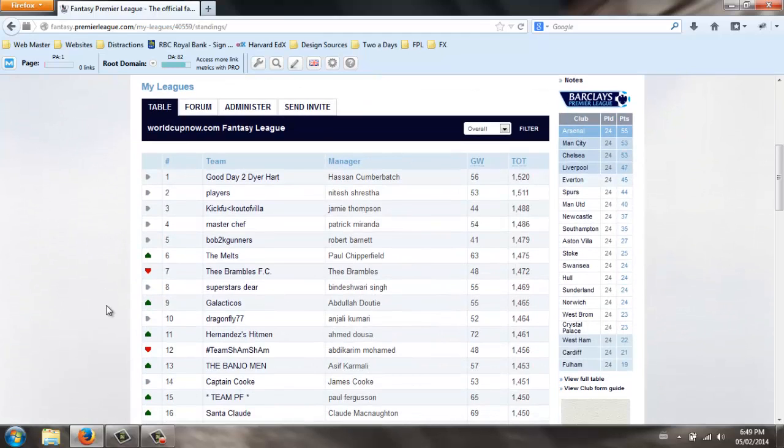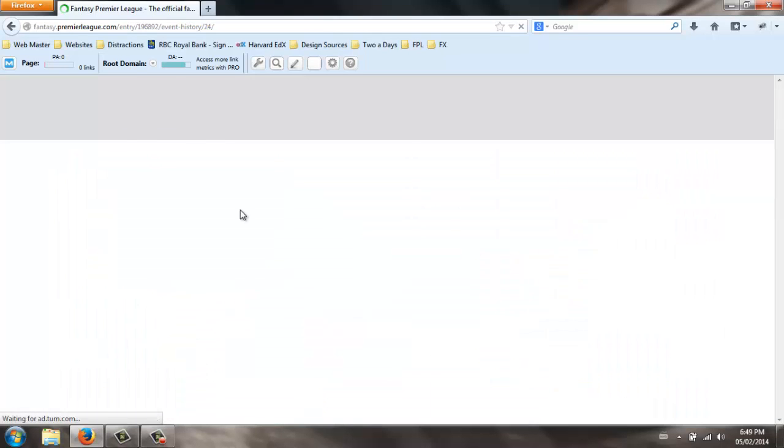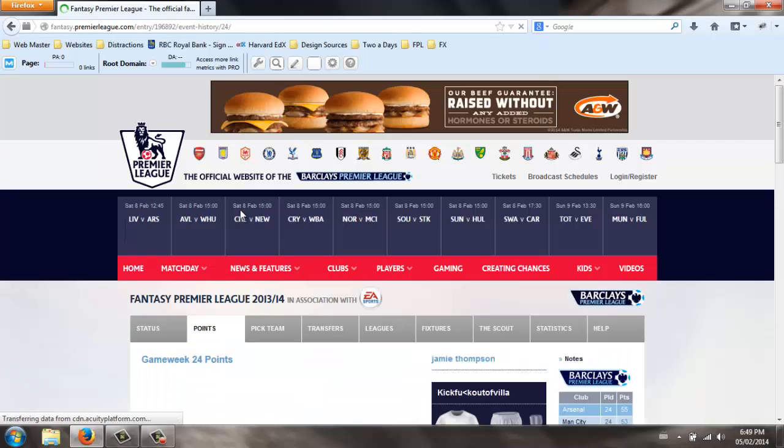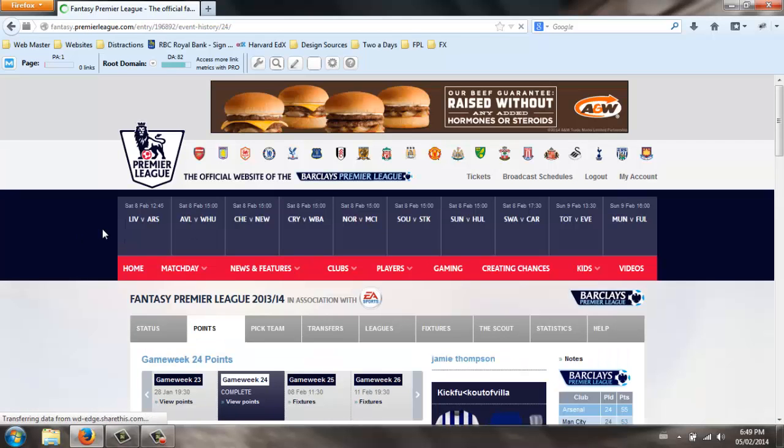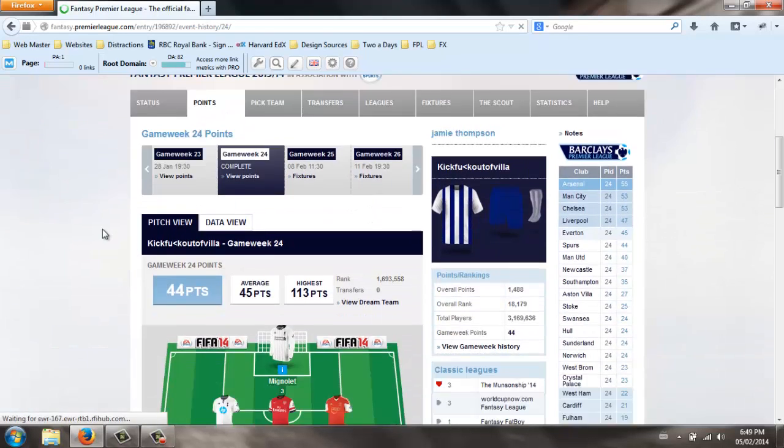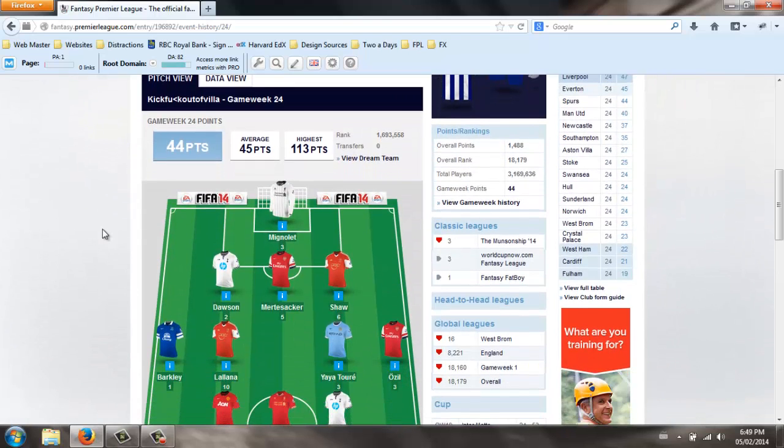Okay, so I'm just on the worldcupnow.com fantasy league site, and as I said, I'm going to choose number 3, or the third player, Jamie Thompson, who just happens to be in third this week, and do an up-down analysis. So really, I need to go in and educate myself because I don't know who he has, but obviously you would know who you have, so you can skip this step. I need to do it just because I need to assess who he has.